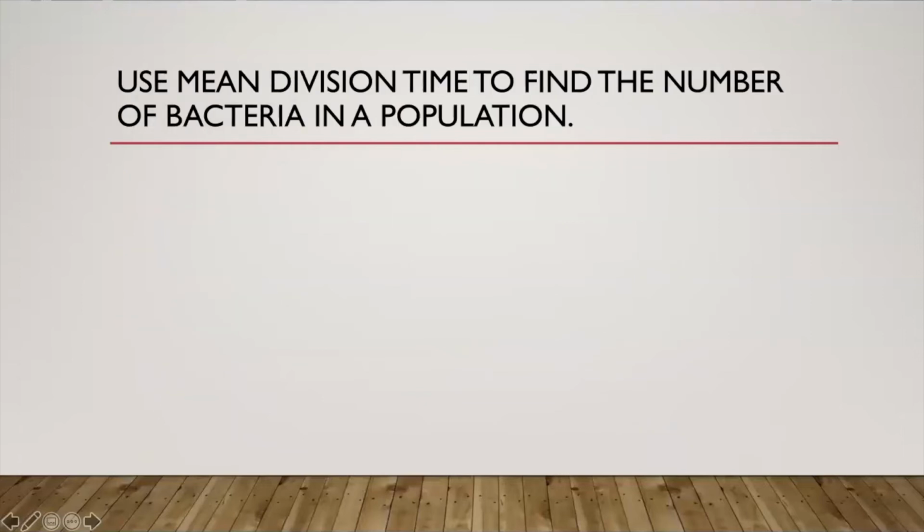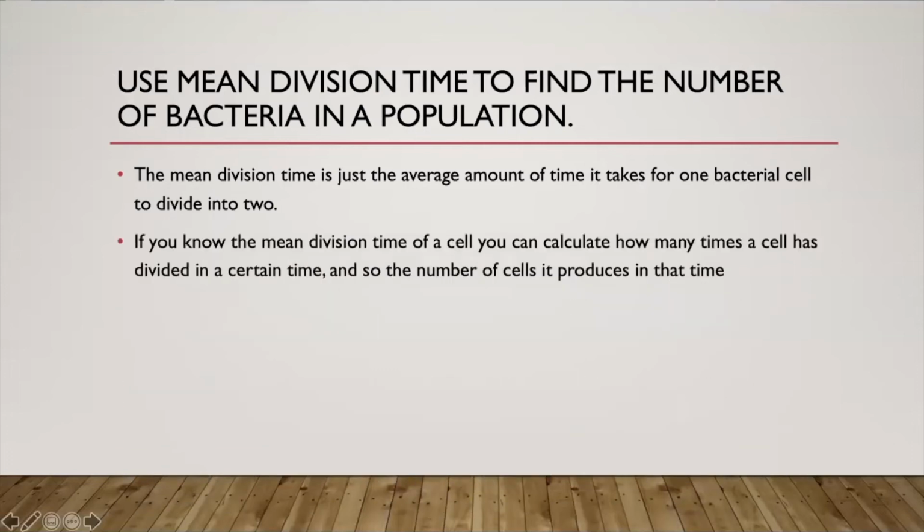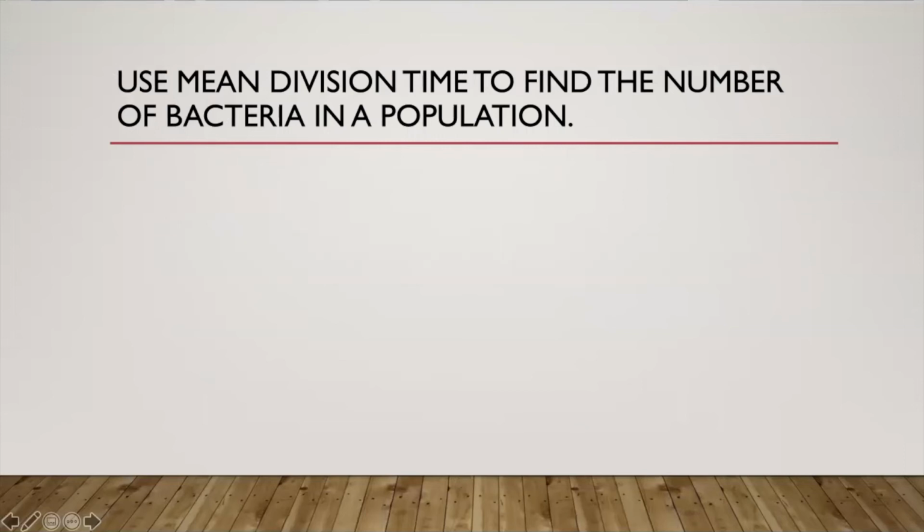So we can use mean division time to find the number of bacteria in a population. The mean division time is just the average amount of time it takes for one bacterial cell to divide into 2. If you know the mean division time of a cell, you can calculate how many times a cell has divided in a certain time, and so the number of cells it produces in that time.